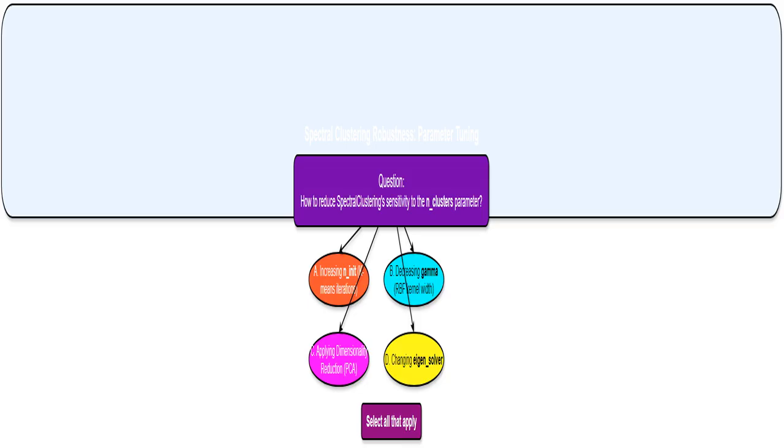Increasing n_init, the number of times k-means runs, makes k-means more reliable, but it doesn't directly address the sensitivity to the number of clusters. It just improves the k-means part, which is the final step in spectral clustering. That means you are only improving the final step of the algorithm.